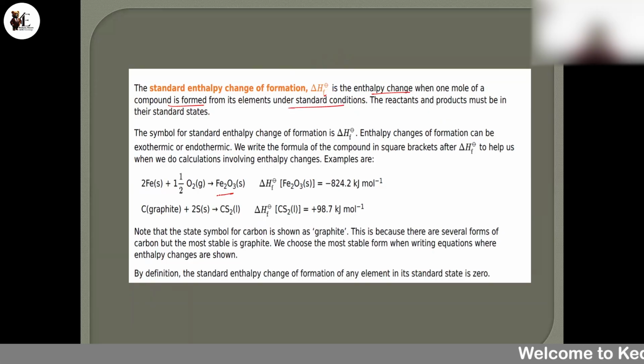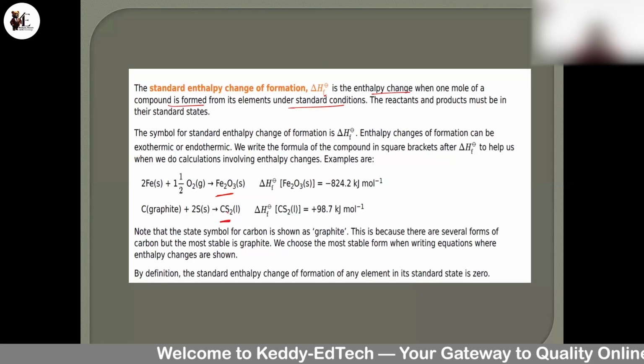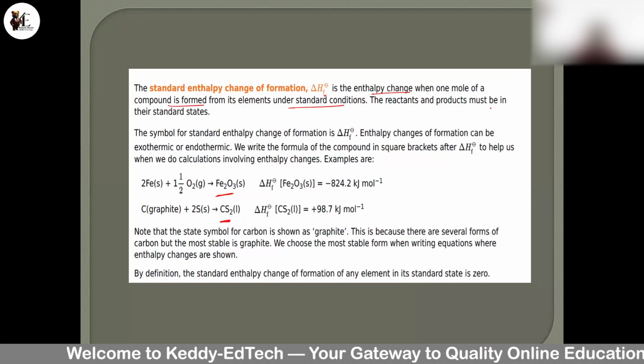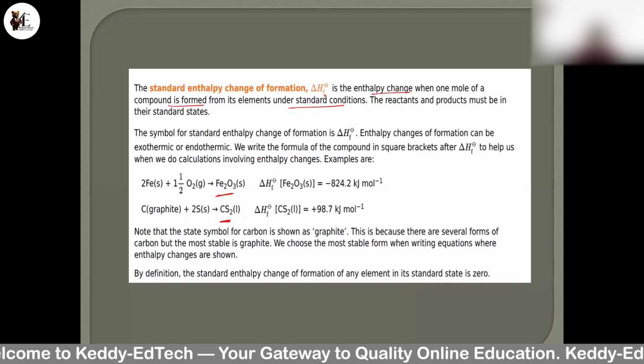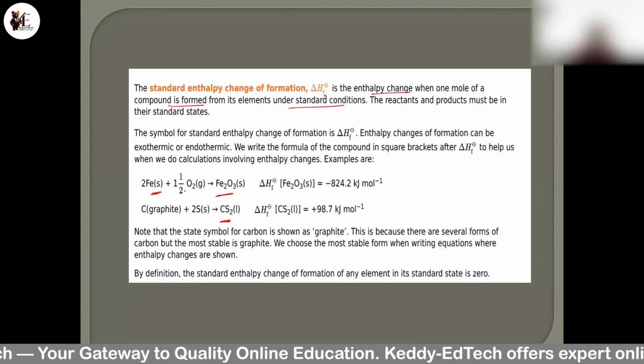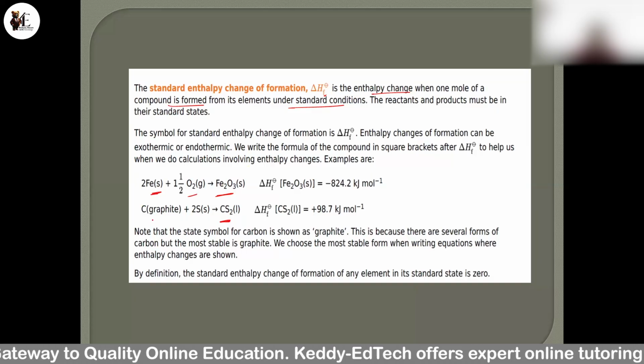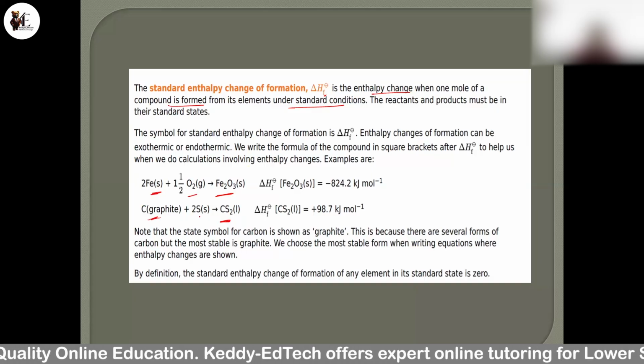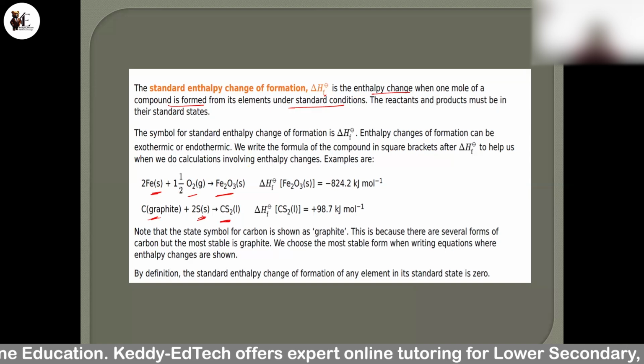You can see here 1 mole of iron oxide is formed, 1 mole of carbon disulfide is formed. So in this, only 1 mole of product should be formed from its elements under standard conditions. Reactants and products must be in their standard states. Iron exists as a solid, oxygen exists as a gas, carbon in the most stable form is graphite, and sulfur exists as a solid.